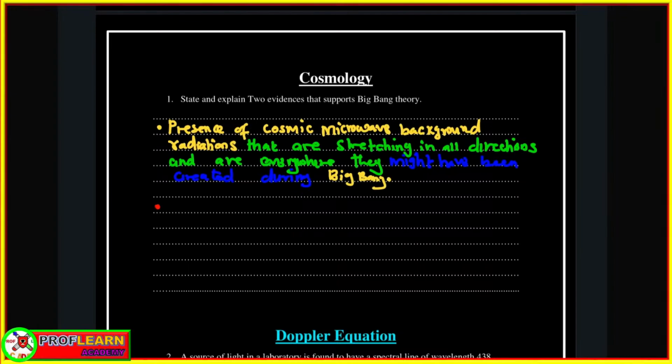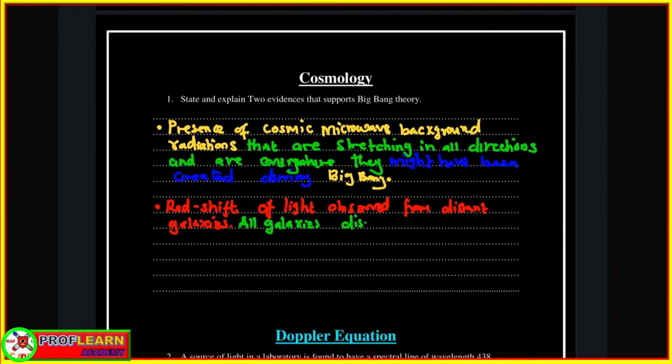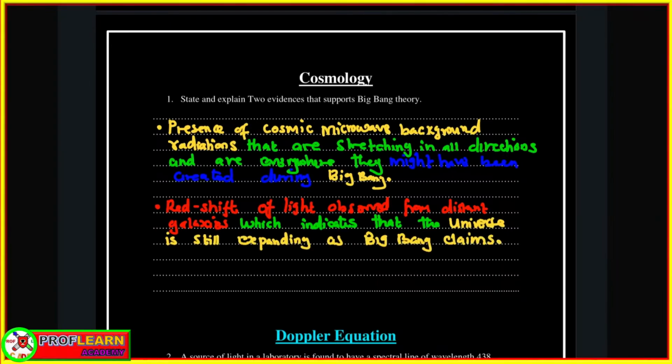The second evidence is the redshift observed in light from distant galaxies. Many galaxies display redshift, which is an indication that the universe is expanding. This is what Big Bang theory claims. So we are going to say that the redshift indicates that the universe is still expanding. Those 2 points serve as the evidence for Big Bang theory.